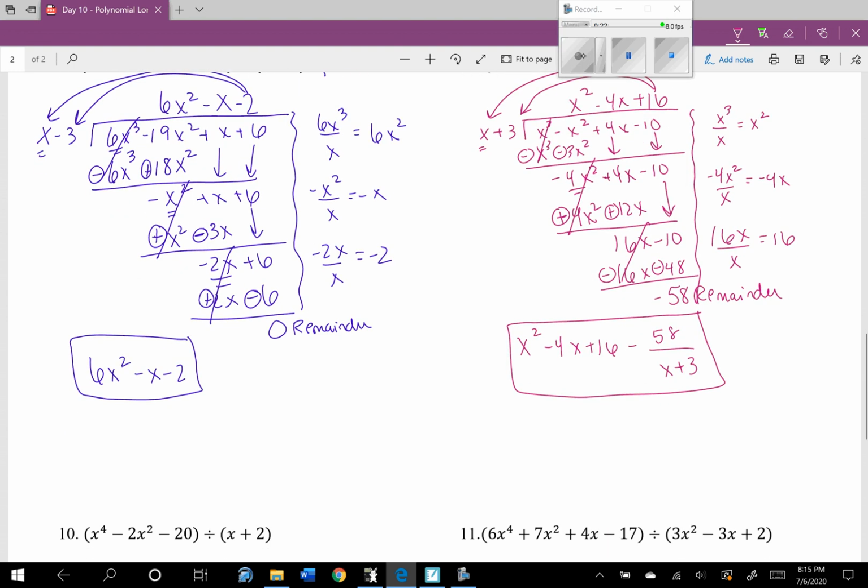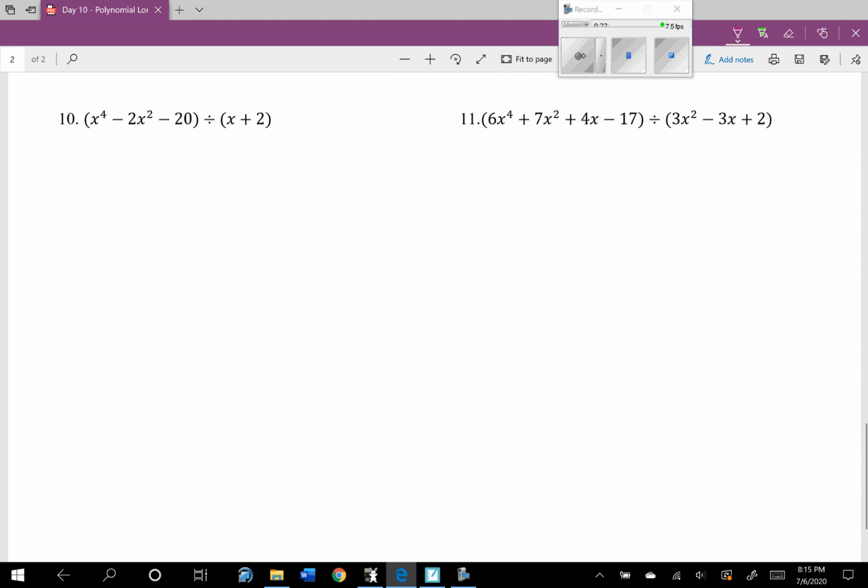All right. Looking at question number 10, this problem is slightly different because notice that this is in standard form, but we are missing zero placeholders. This is degree 4, degree 2, and degree 0, so we're missing 3 and 1. So we need plus 0x cubed and plus 0x when we write this out. So here we have x plus 2, and then x to the 4th plus 0x cubed minus 2x squared plus 0x minus 20. So we need those 0 placeholders.